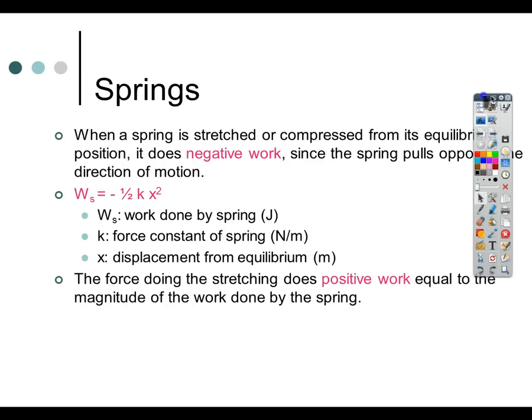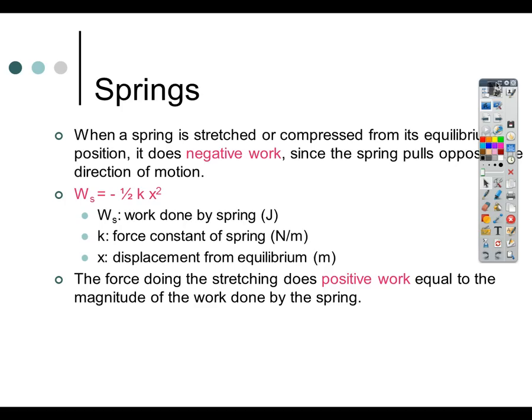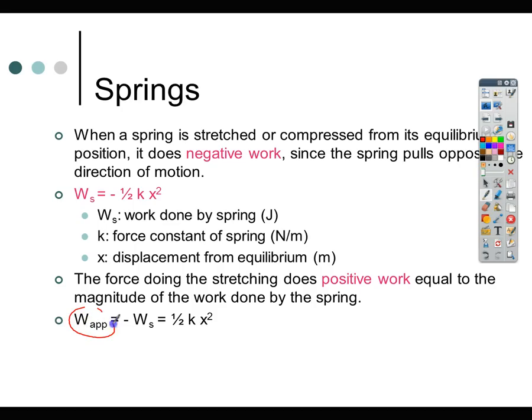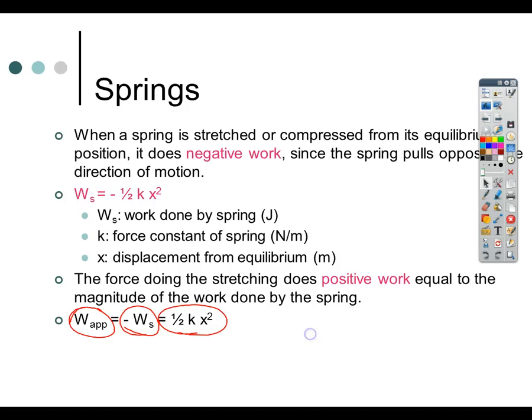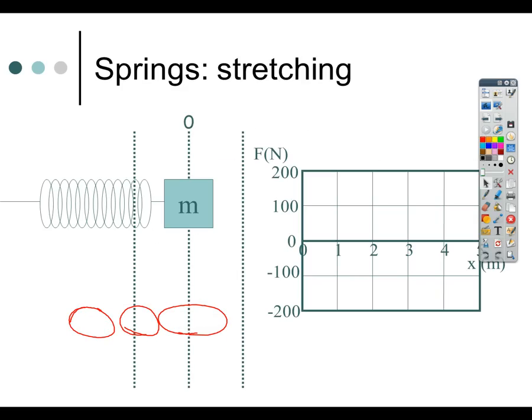The force that does the stretching does positive work, so it's in the opposite direction. So if you stretch a spring or compress a spring, that is going to be positive, and it's equal to the magnitude of the work done by the spring. Here's an equation that illustrates that. It says that the applied force, so the force that you put on the spring, is equal to the opposite of the spring work, and that's equal to positive 1/2 kx squared. In the next section, we'll look at an example to show you what happens.